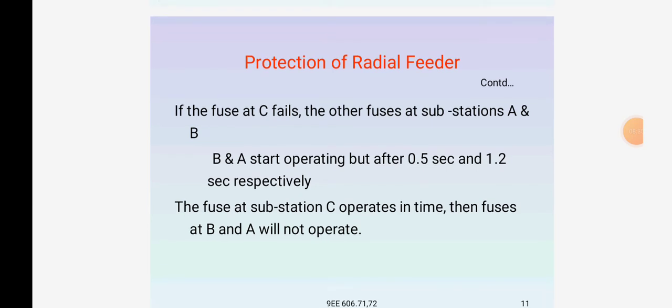If the fuse at C fails, the other fuses at substations B and A start operating, but after 0.5 seconds and 1.2 seconds respectively. If the fuse at substation C operates in time, then the fuses at B and A will not operate.